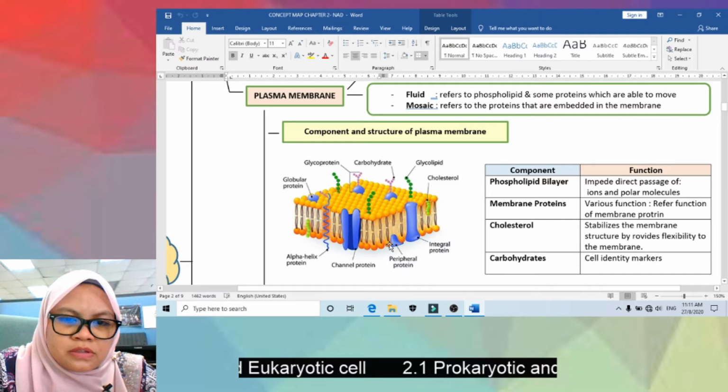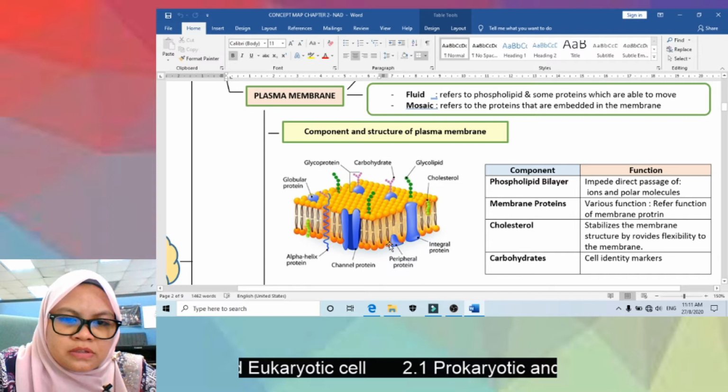And then the plasma membrane also has cholesterol in between the phospholipid structure. The function of cholesterol is to stabilize the membrane structure by providing flexibility to the membrane. Okay, and then we have carbohydrate. The carbohydrate attaches to the protein or to the lipid. If the carbohydrate is attached to the protein, we call it glycoprotein. But if the carbohydrate is attached to the lipid, we call it glycolipid. The function is as cell identity markers.